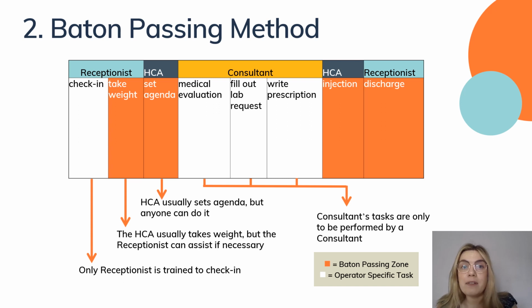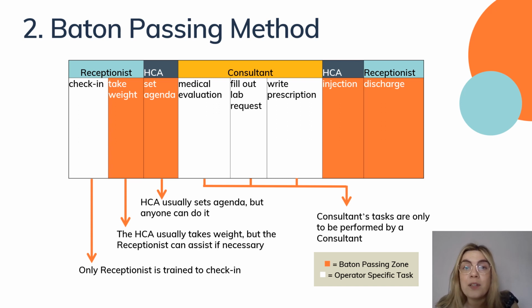In this example, we split the tasks to indicate the multiple operators who can perform them, depending on the demands of the day. There are operator-specific tasks, such as check-in, which is always performed by the receptionist, and baton passing tasks, such as taking weight. The healthcare assistant usually takes weight, but the receptionist can also perform this task if there are more patients waiting in the process at this point in time. You can use a percent load chart to level tasks across operators.